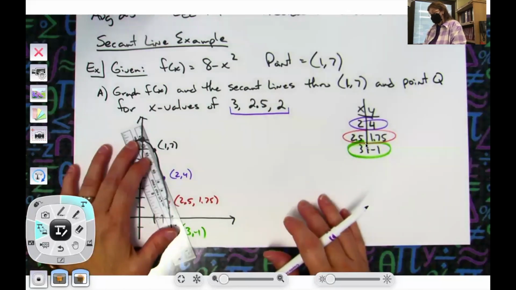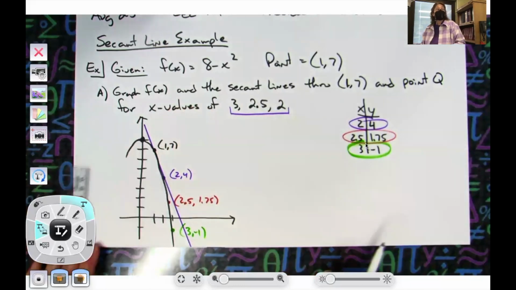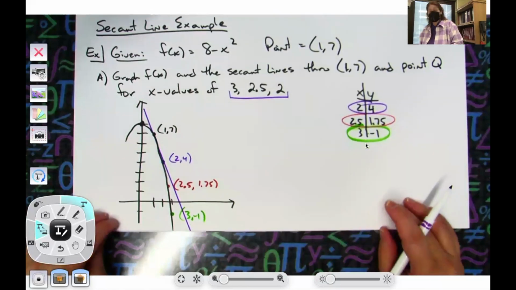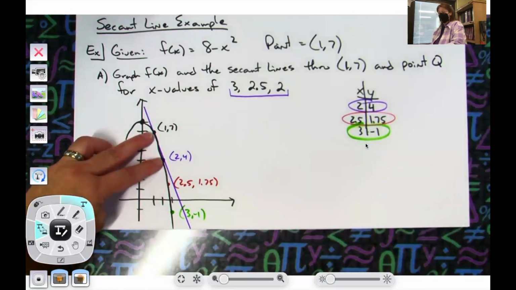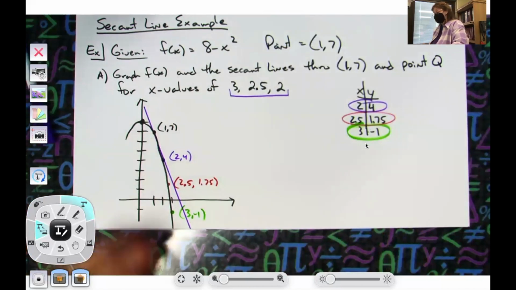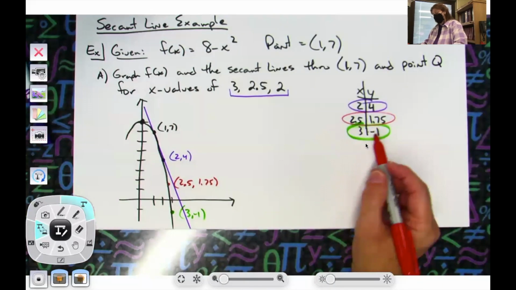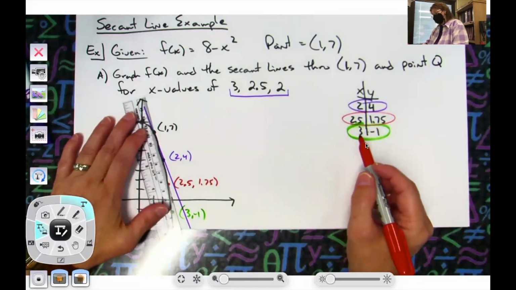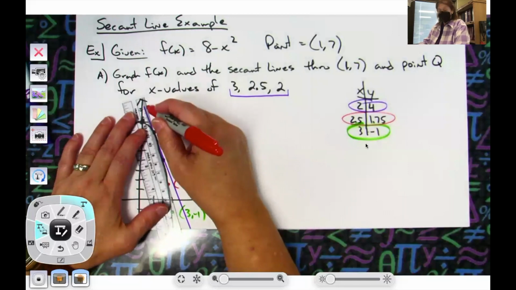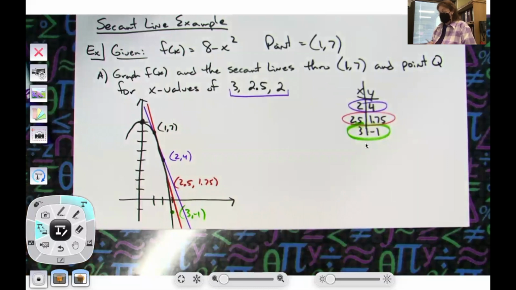I'm going to do it this way so it's kind of really long. As bad as my rough sketch is, there is a secant line that goes through the point 1, 7 and 2, 4. Now I'm going to use the red line, and this time I want it to still go through 1, 7 and my red point, 2.5, 1.75. So the secant line that goes through those. And then my last secant line, I want to go through the 1, 7 and the 3, -1.